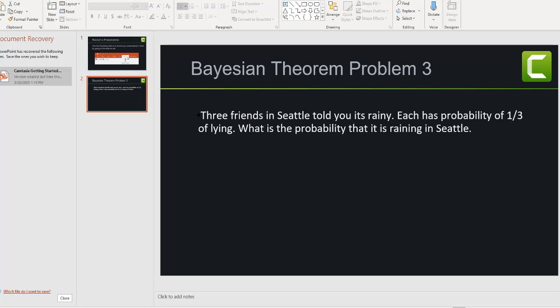Hello everyone. Today we are going to solve another Bayes theorem problem. This is one of the popular problems that's often asked in interviews.